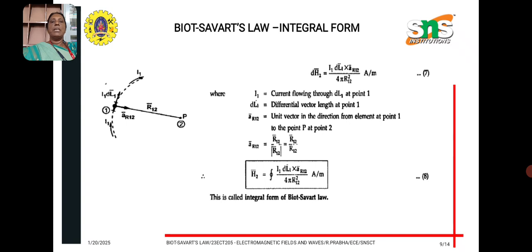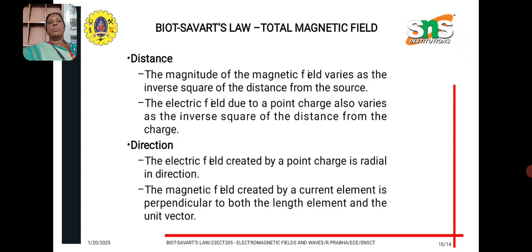By substituting, we get H2, the magnetic field, as the integral over the entire length of I1 dl1 cross ar12 by 4 pi R12 the whole square amperes per meter. This is called the integral form of Biot-Savart's law. According to Biot-Savart's law, there are various influencing factors. One is the distance: the magnitude of the magnetic field varies as the inverse square of the distance from the source.